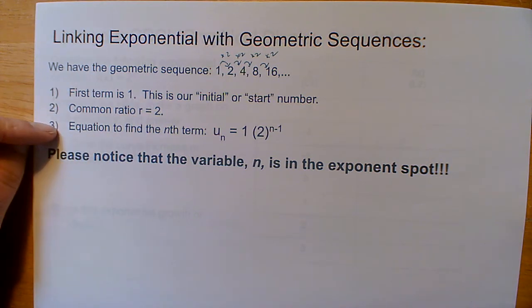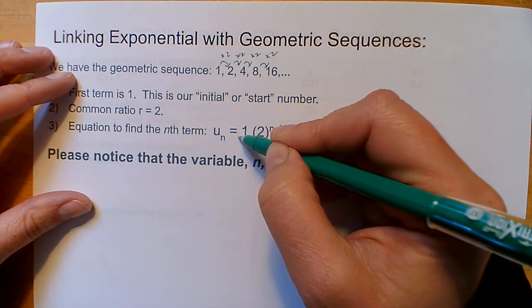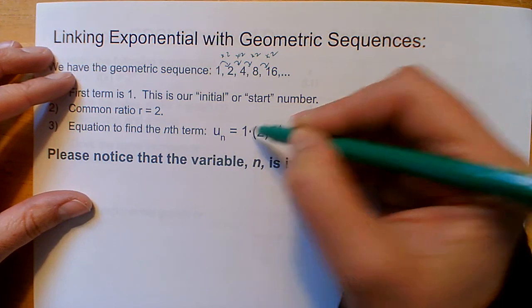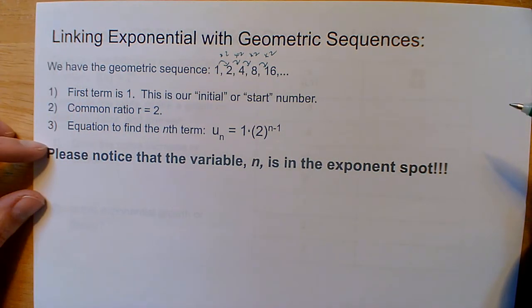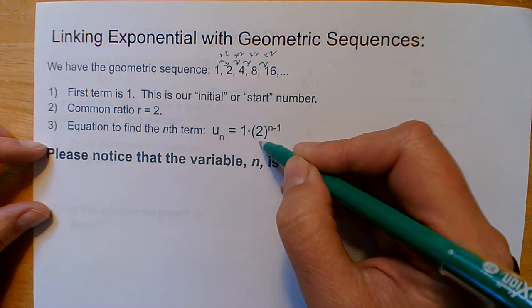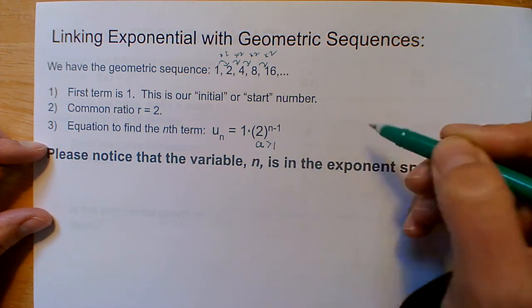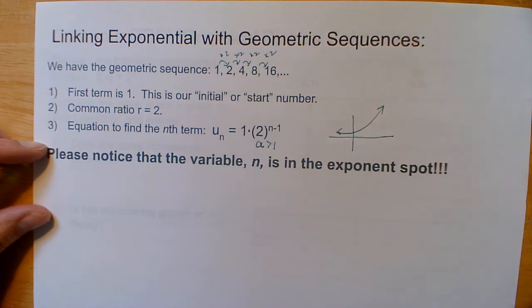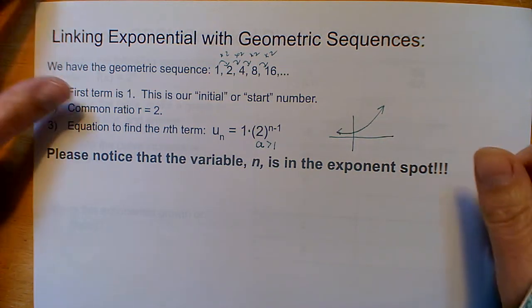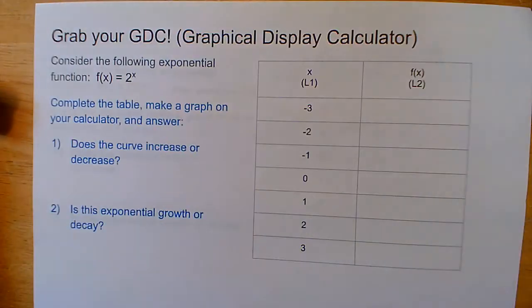If we want to write an equation to find the nth term, which you've done in the past, it's going to be u sub n equals the first term times the common ratio raised to the n minus 1. And I want you to notice that the variable n is in the exponent spot. Because our a is greater than 1, this actually is going to represent exponential increase or exponential growth. That's pretty cool how we're now linking it to our exponential functions.